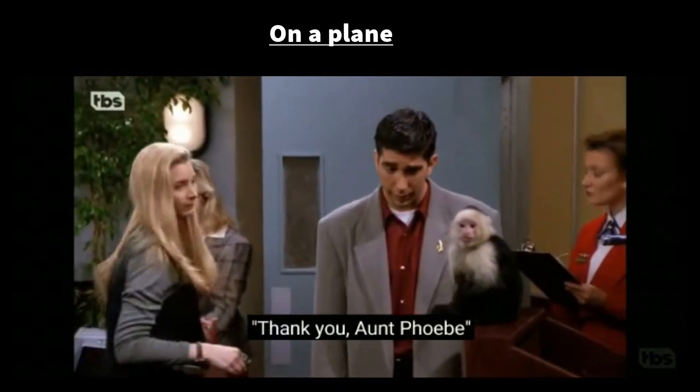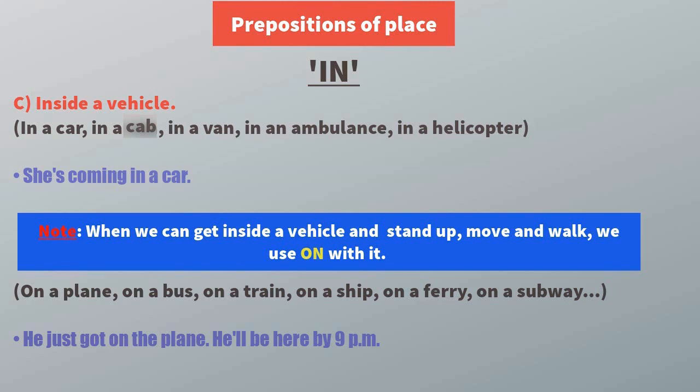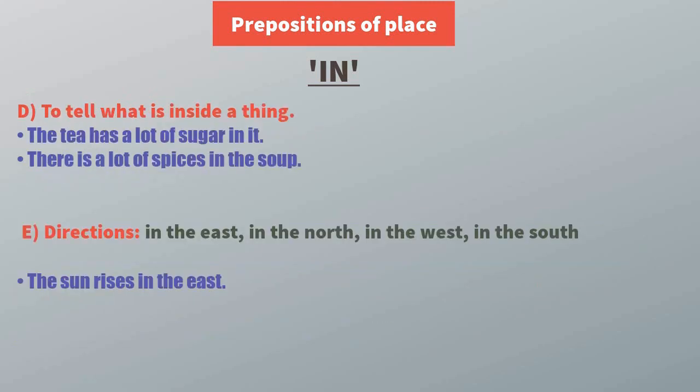So with a plane, with a bus, with a train, with a ship, with a ferry, with a subway, we use on. You get on a plane. You get on a bus. You get on a train, on a ship, on a ferry. Alright, it's very, very simple, but very, very important as well. Guys, we also use in to say an object contains something. For example, the tea has a lot of sugar in it.